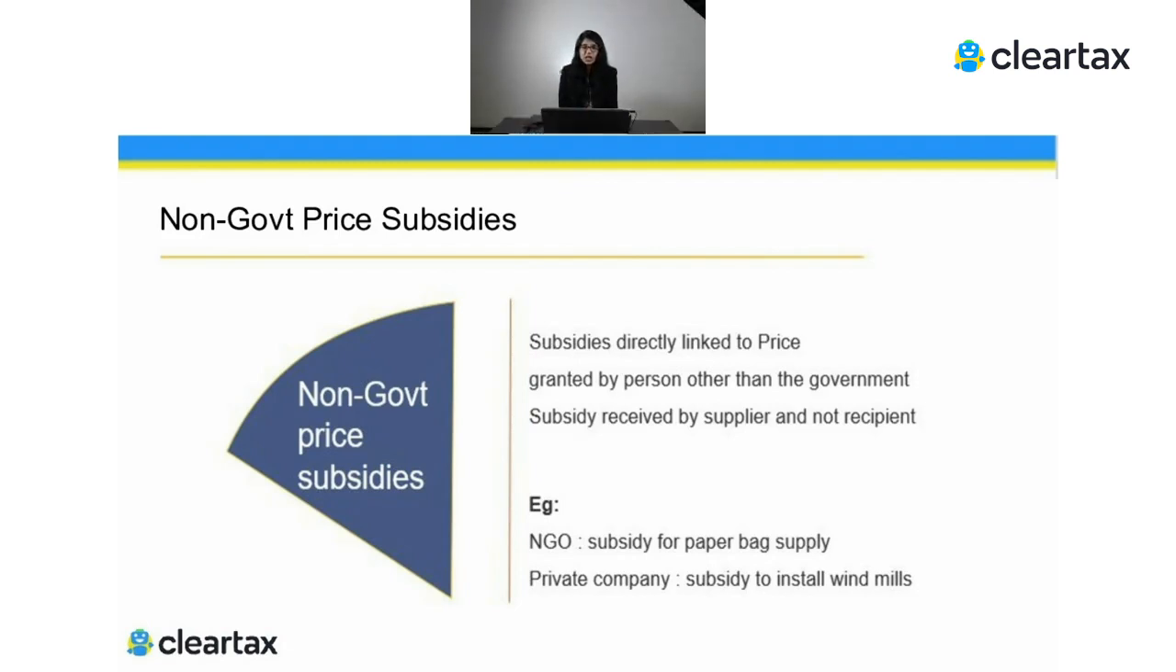So here we have to take care of three parts. One part, the subsidy is by the non-government, it is not from the government. Second important part is that this is linked to the price. It should not be overall, because sometimes we get a subsidy, but I'm not able to link that particular subsidy to one particular unit which I'm going to sell. If that's the case, then we don't have to include that in the transaction value. And the third part is that this is received by the supplier and not the recipient. So if this is fulfilled, then that particular value will again be part of your transaction value.